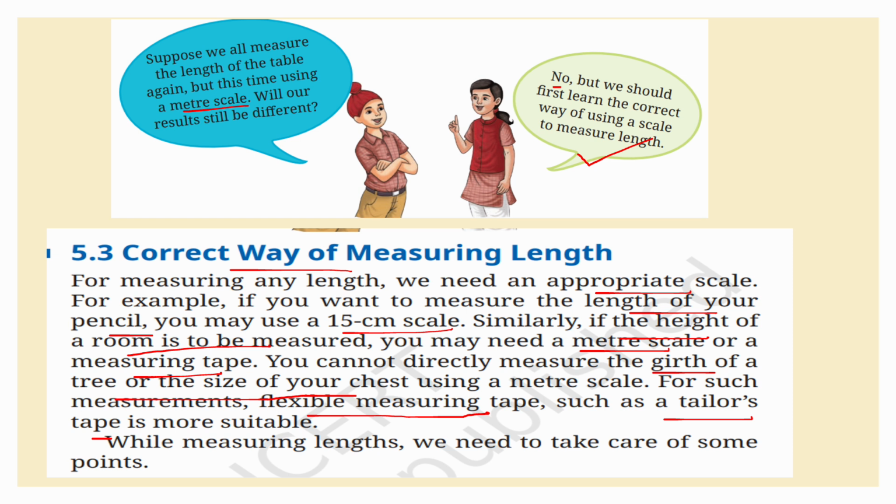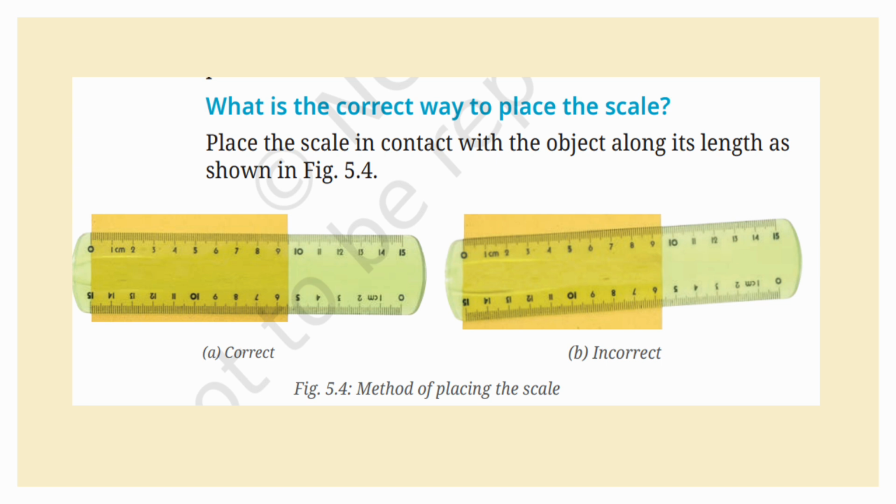While measuring length, we need to take care of some points. What is the correct way to place the scale? See picture A. This is the correct way of placing a scale. Place a scale in contact with the object along its length as shown in this figure. Then, picture B. This is the incorrect use of scale.